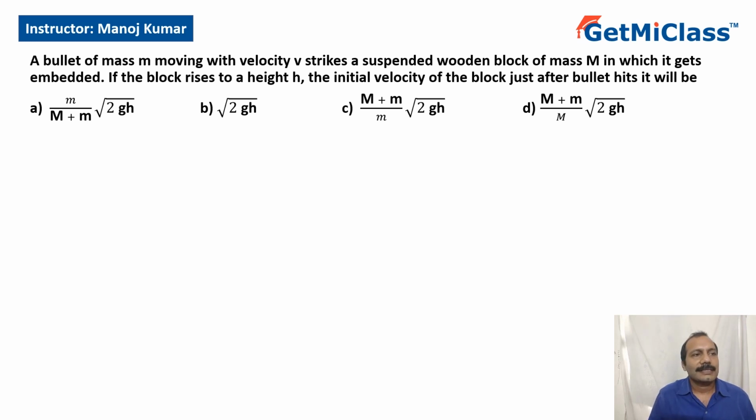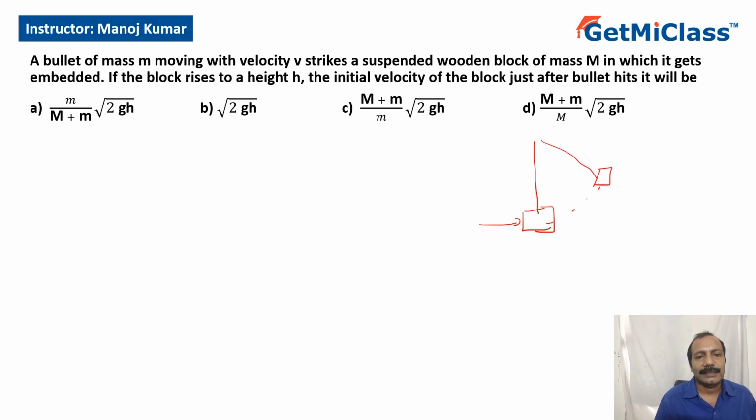This question says a bullet of mass m moving with velocity v strikes a suspended wooden block of mass capital M in which it gets embedded. If the block rises to a height h, the initial velocity of the block just after the bullet hits it will be. So it says a bullet of mass m with a velocity strikes a wooden block which is suspended. So I have a wooden block which is suspended. The bullet comes, gets embedded into it, and the wooden block rises to a height h.